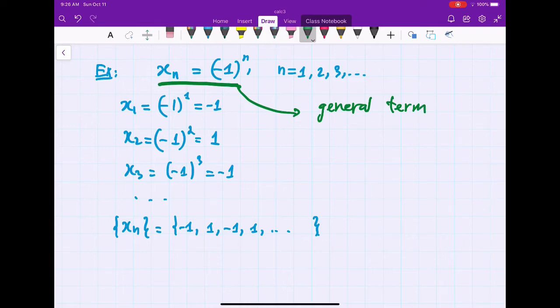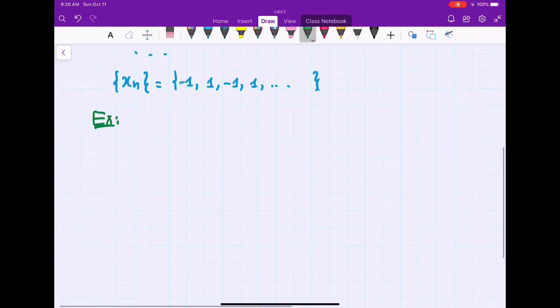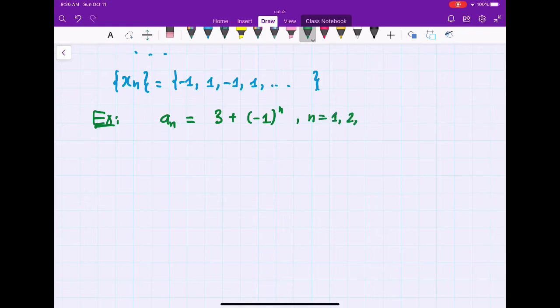Okay, so let's talk about the second example. Sometimes we denote by an. That's fine. An, xn, or yn, it does not matter. Okay, an equal to 3 plus (-1)^n, where n is natural numbers, right? 1, 2, 3, and so on. So we can find some first terms of this sequence. Let's say a1. What is a1? 3 plus (-1)^1. Here you get 3 minus 1 is 2. So that's the first term.